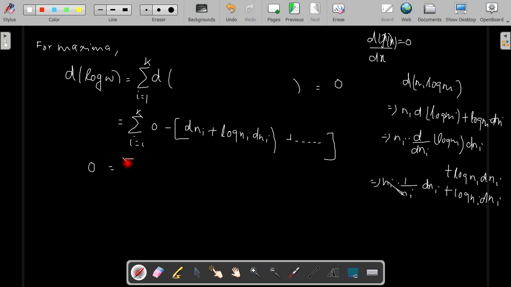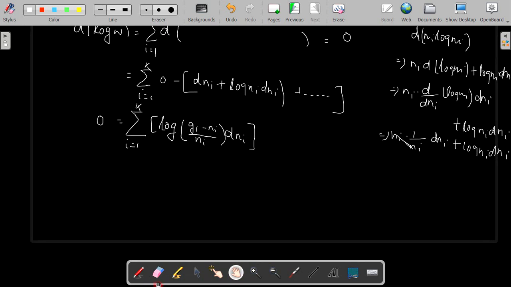The term that you should get is this: summation i equals 1 to k. You have to do it carefully and slowly so that you get your answer: log of (g_i minus n_i) divided by n_i, close the bracket, d of n_i. So this is the term that you are actually going to get.